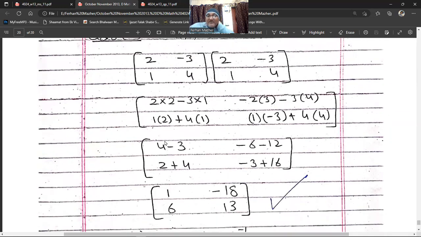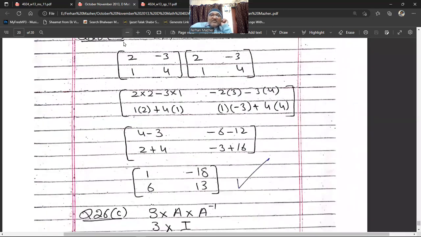So you will have 2 into 2 minus 3 into 1, and then you will have 2 into minus 3 minus 3 into 4. Then the second row will multiply with the columns: 1 into 2 plus 4 into 1, then 1 into minus 3 plus 4 into 4. You will have 4 minus 3, here you will have minus 6 minus 12, then you have 2 plus 4, then you will have minus 3 plus 16. So it will be 1, minus 18, 6, and 13.